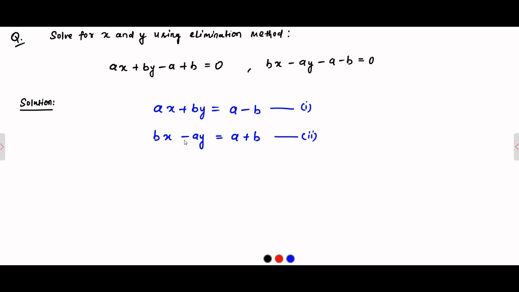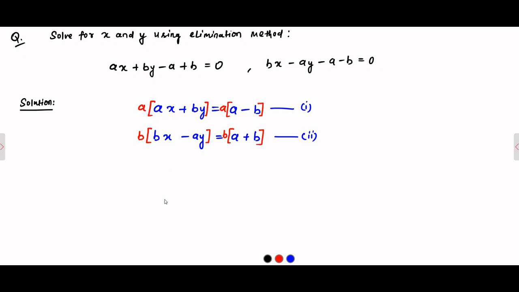The main concept of the elimination method is to eliminate one variable through whatever modifications you want to do, through multiplication, division, addition, subtraction. So here we have to match the coefficients of y and then we'll add them, and that will cancel y totally. So here we will multiply by a on both LHS and RHS, and here we'll multiply by b on both LHS and RHS.